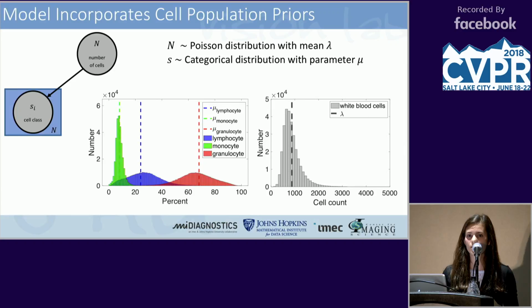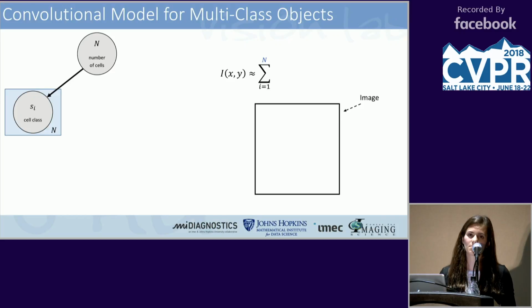So I'm first going to go over the generative model. The first piece of the model incorporates the cell population priors. We first draw the number of cells n from a Poisson distribution, and we then sample the cell class S from a categorical distribution. The second part of the model is a convolutional model for multi-class objects.